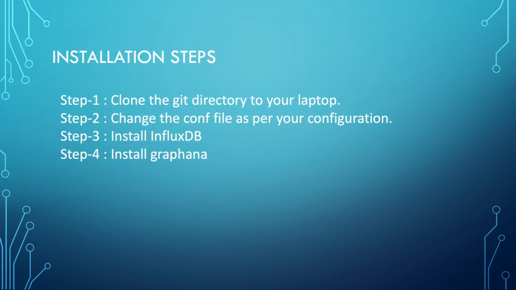Next is the installation step. First we need to clone the GitHub directory, then change the configuration file as per our configurations, whatever we need there, and then install InfluxDB and then Grafana, do some changes in Grafana, and we should be seeing a neat and tidy graph of our network data on the basis of the Yang data model, whatever we are using.